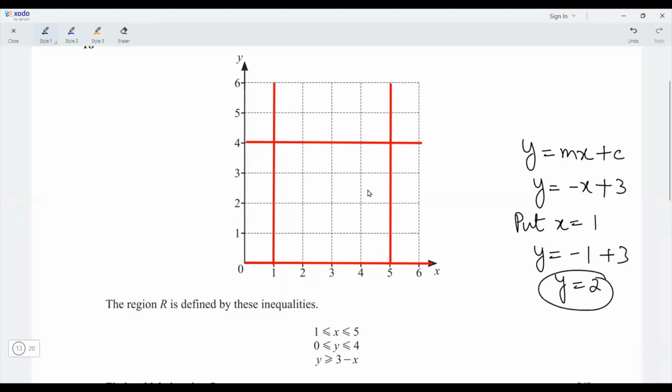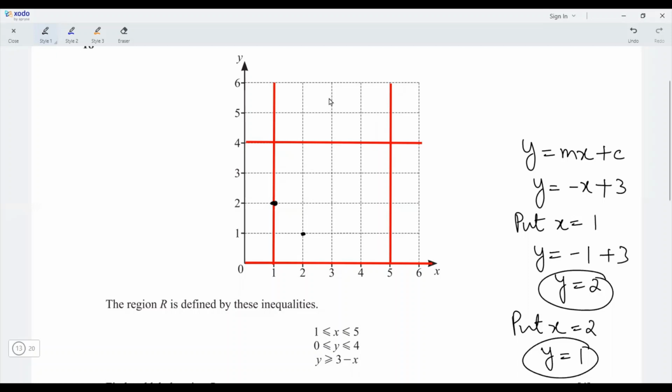We have to plot this point 1 and 2. 1 and 2 will be plotted at this point. Similarly, if we put x equals 2, then 3 minus 2 results in positive 1. So the point is 2 comma 1. When x is 2, y is 1. So it must be the point.